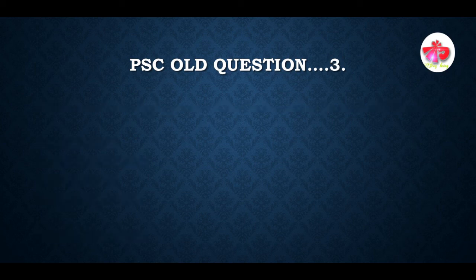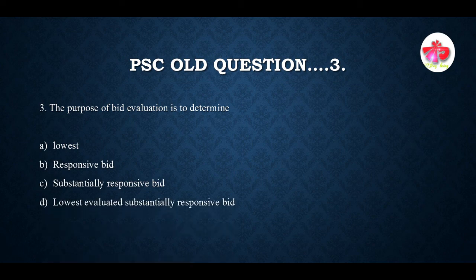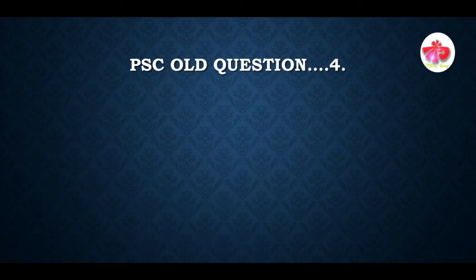Likewise, we shall move to question number 3, and this question is, the purpose of bid evaluation is to determine what? The lowest price, or the responsive bid, or option C is substantially responsive bid, or option D is lowest evaluated substantially responsive bid. So friends, the correct answer of this question is option D, that is lowest evaluated substantially responsive bid. And we shall move to question number 4.